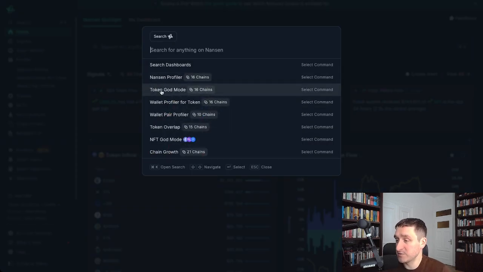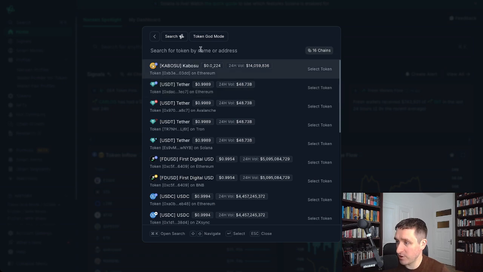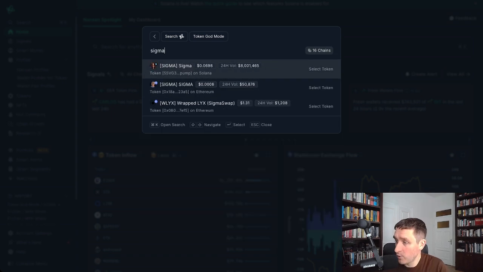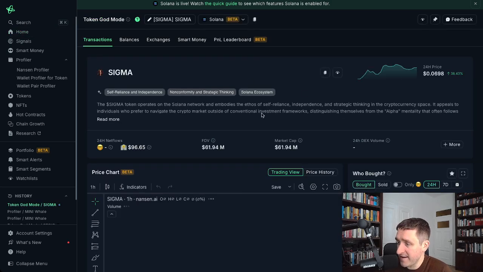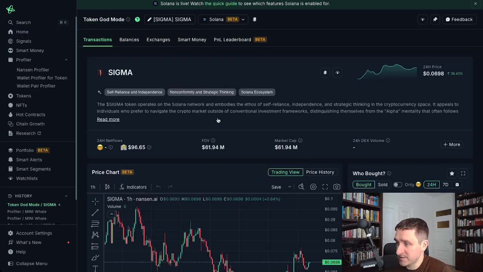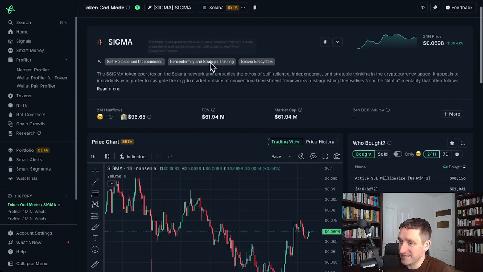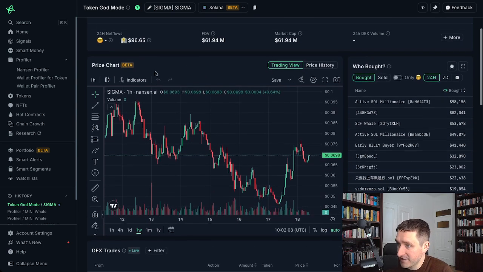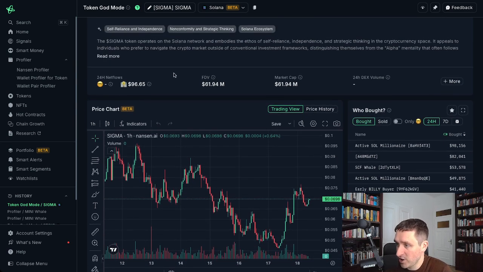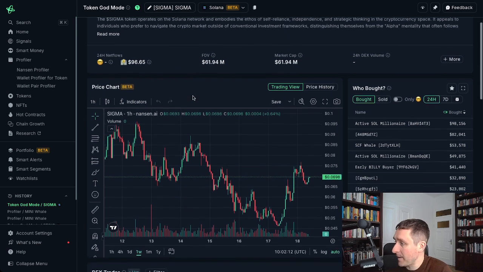We're going to start with token god mode and we're going, for example, to search for Sigma, one of the most popular meme coins right now. So we have Sigma and you have the entire page with the description, the AI generated categories as well. So you have things like non-conformity and strategic thinking, self-reliance and independence. And then you have stats like inflows, you have the market cap.